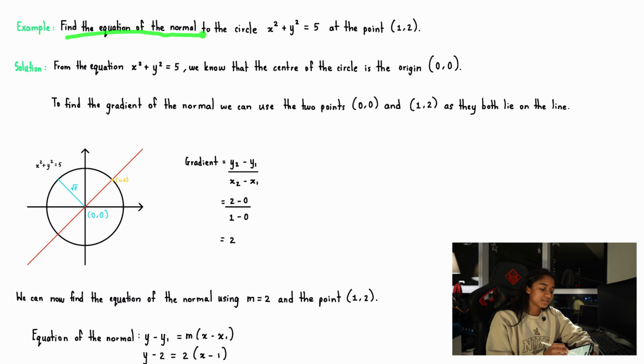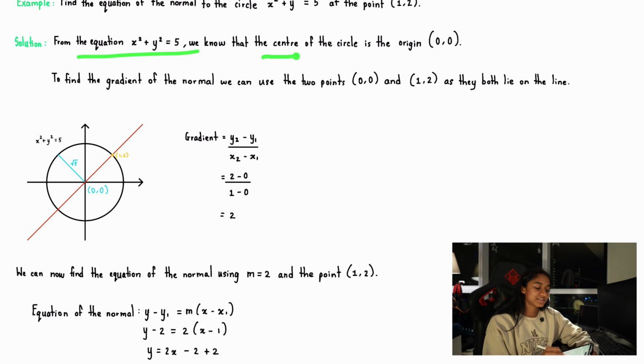Find the equation of the normal to the circle x squared plus y squared is equal to 5 at the point (1, 2). So what do we notice about the equation of this circle? x squared plus y squared is equal to 5. We know that when the circle has a center (0, 0), it looks very similar to this, right? So let's keep that in mind. From the equation, we know that the center of the circle is the origin (0, 0) because of the way that it looks. To find the gradient of the normal, we can use 2 points, (0, 0) and (1, 2), as they both lie on that line.